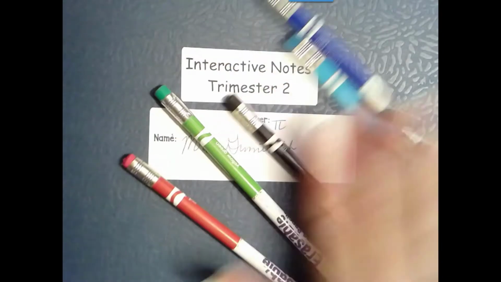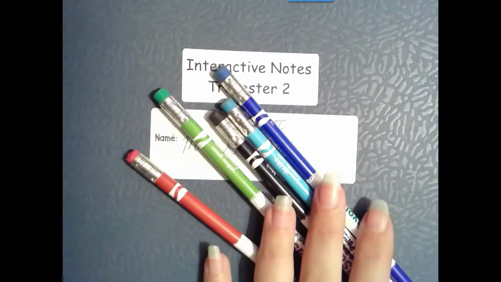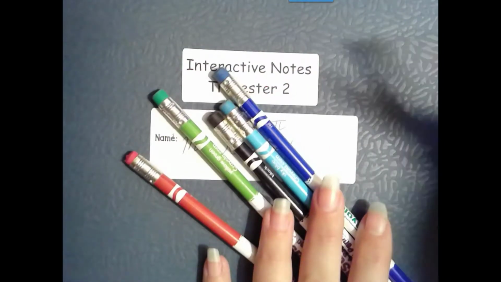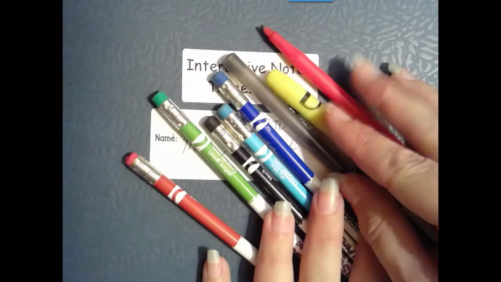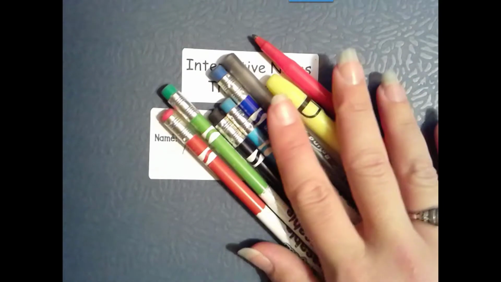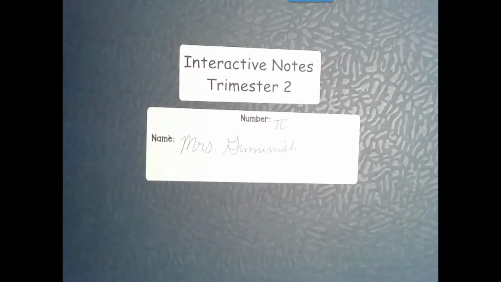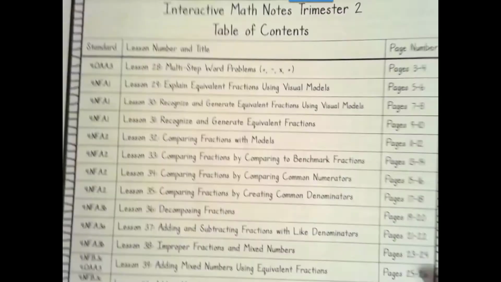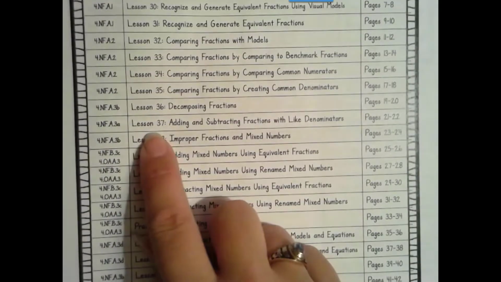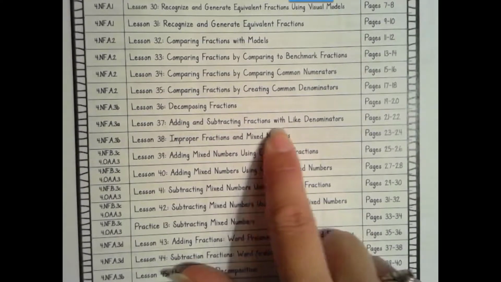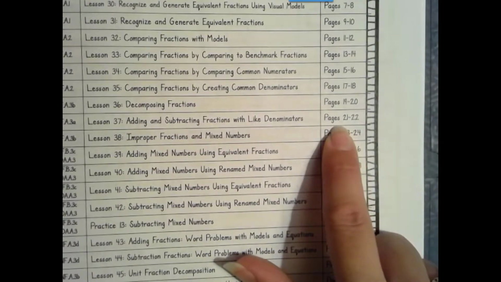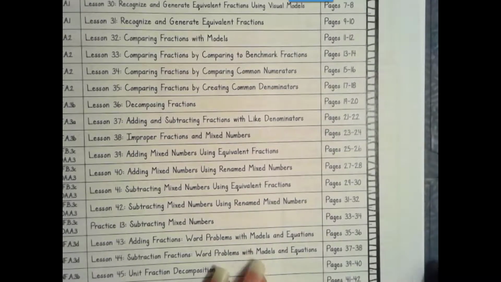If you happen to have colored pencils or crayons, or at least a variety of pens or highlighters, something to distinguish different colors, that will be helpful for this lesson. You don't have to have it, but it is helpful. So let's look and see. In our table of contents, Lesson 37 is adding and subtracting fractions with like denominators. Pages 21 and 22.